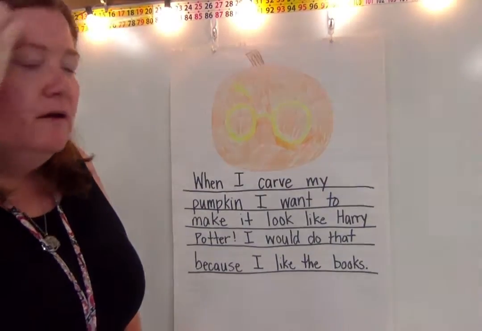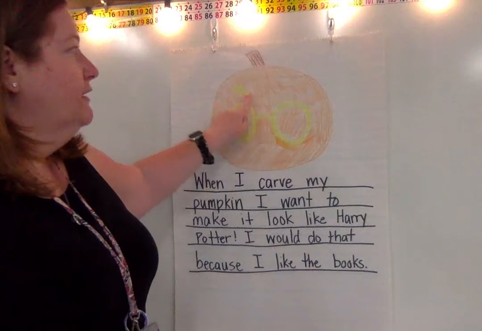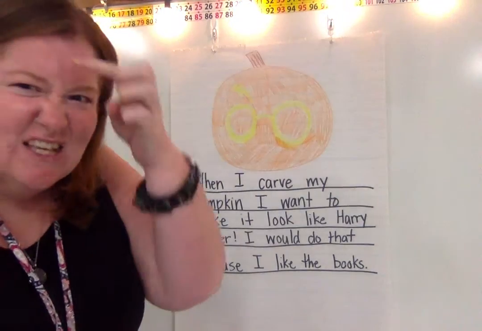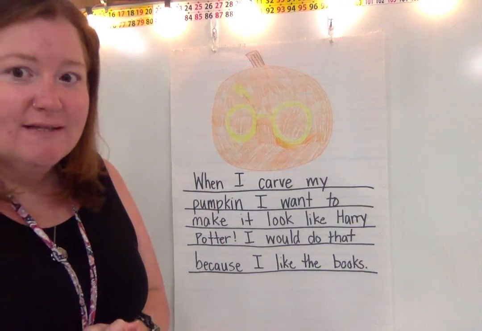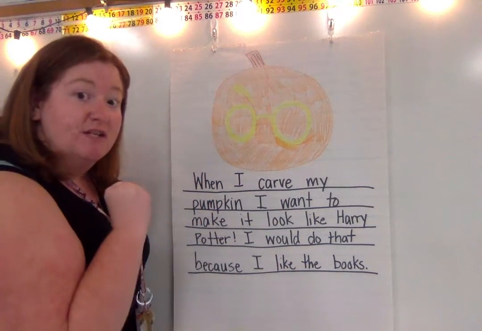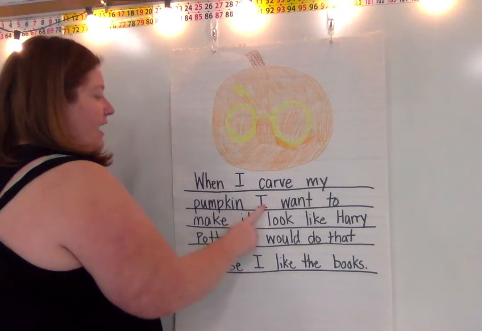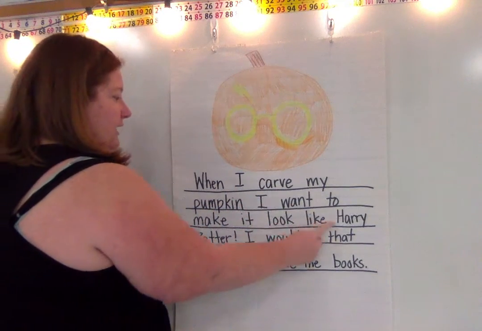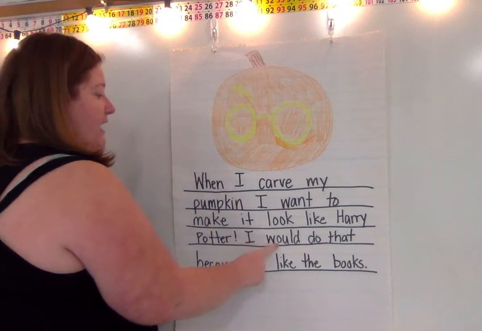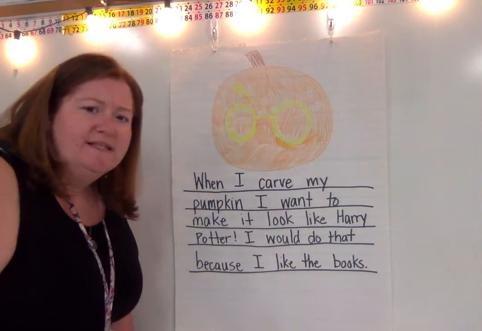So I did a pumpkin where I made it look like Harry Potter's glasses and his lightning bolt scar because I like Harry Potter. So let's take a look. I have two sentences actually. My sentences say, when I carve my pumpkin, I want to make it look like Harry Potter. I would do that because I like the books. So let's take a look.